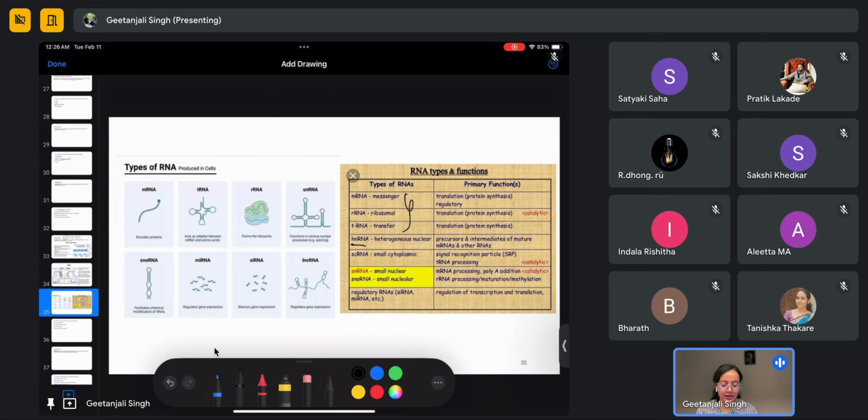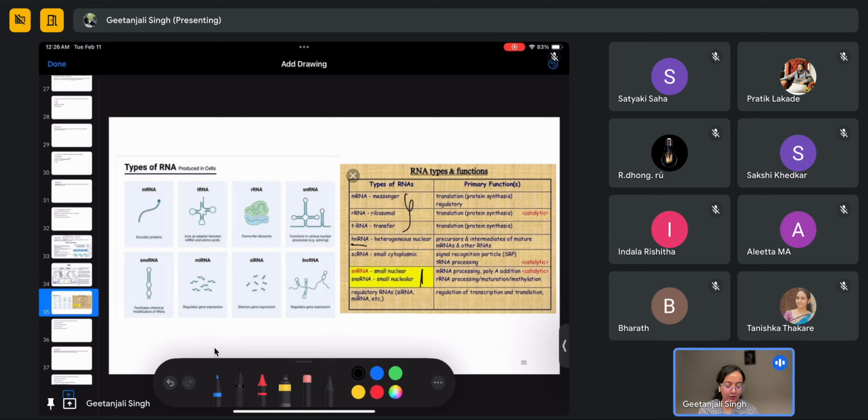The hnRNA, that's called heterogeneous nuclear RNA. It's the precursor of mRNA and other RNAs. Before they become mRNA, they are hnRNA. And scRNA, small cytoplasmic RNA, is involved in signal recognition particles and has a catalytic purpose. snRNA, small nuclear RNA. snoRNA, the small nucleolar RNA.